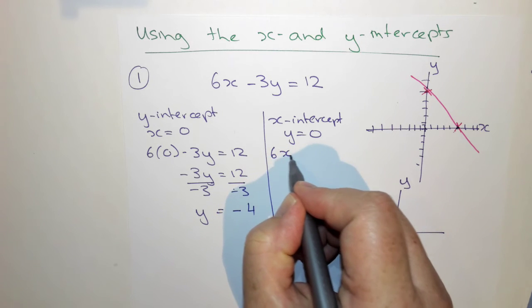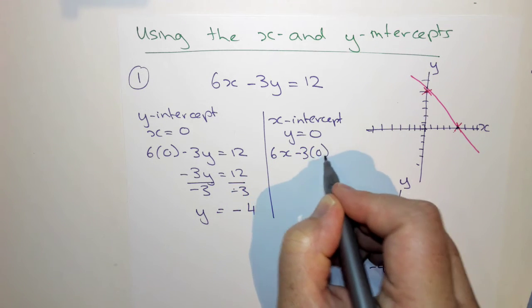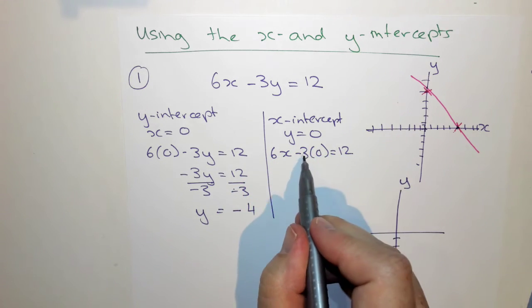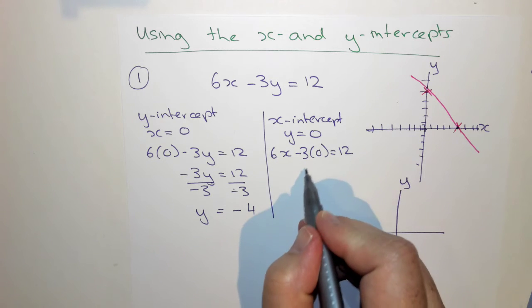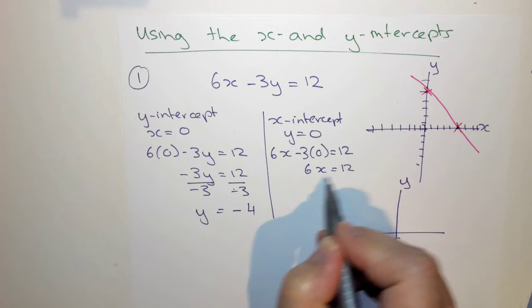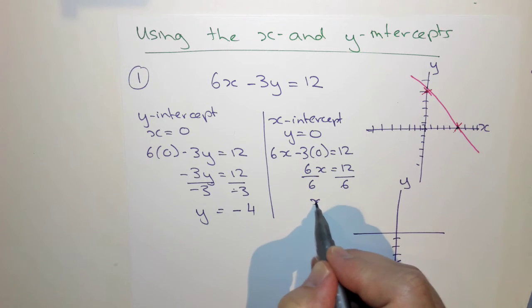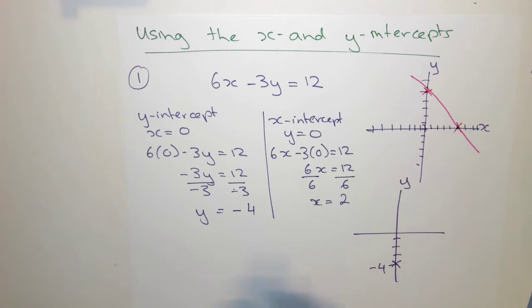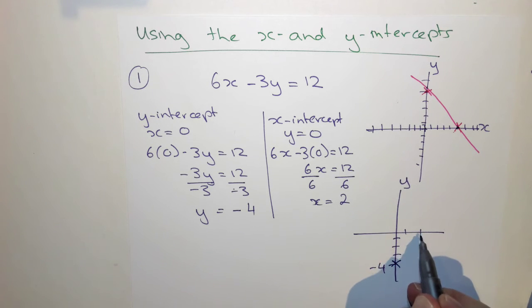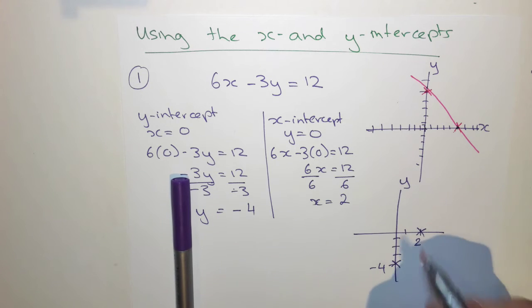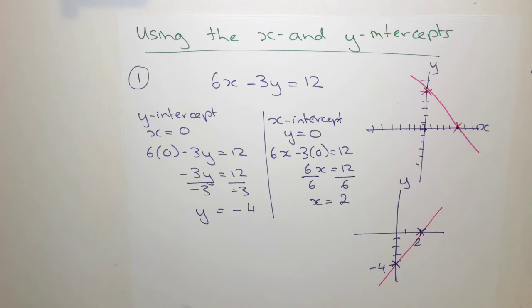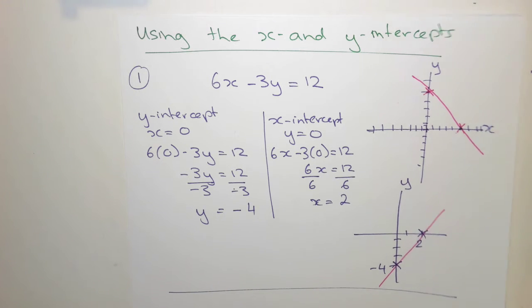So I'm going to get 6 times x minus 3 times 0 equals 12. 3 times 0 is 0, so I'm going to get 6x equals 12. Divide both sides by 6, and that gives me x equals 2. So that tells me it's going to cut my x-axis at 2. And now I can draw my line that goes through those coordinates. So there's example one for you.